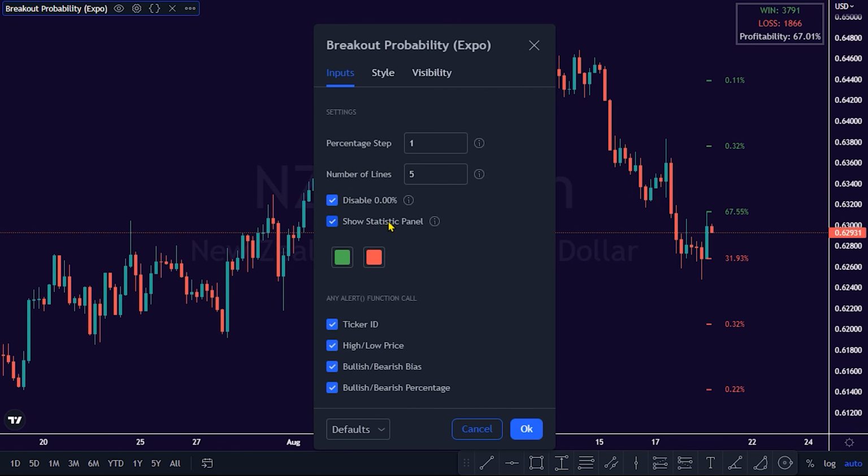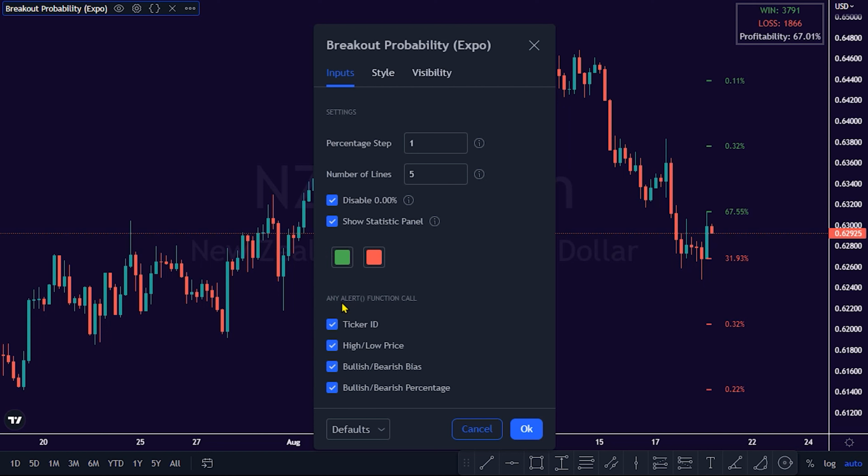The Show Statistic panel is used for displaying the backtested data statistics. Enable this option if you want to display the backtest statistics for whether a new high or low is made, only if the first levels have been reached or not.